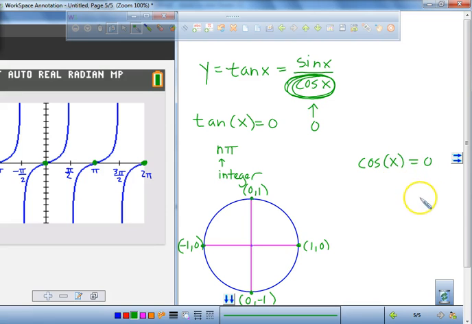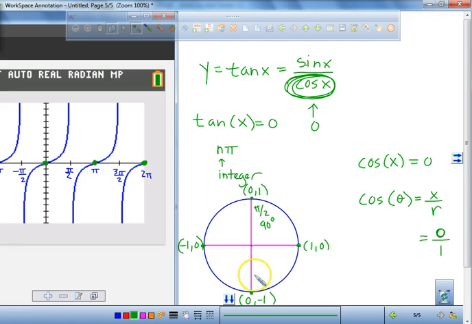Now, if you can't remember what that means, the cosine of theta is always the relationship between your x value and your r value. In a unit circle, what's the r value always going to be equal to? It's going to be equal to 1. So we're looking for at what angle x is equal to 0. Where am I here? When is x equal to 0? Right here. I'm at pi over 2, or you could call that what? 90 degrees.